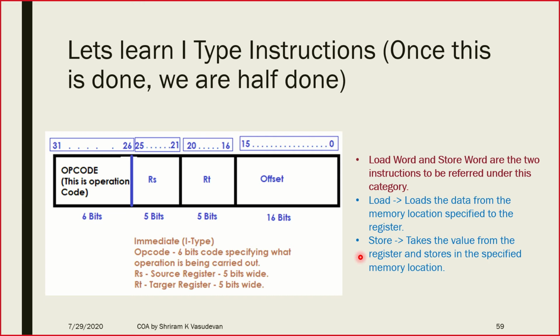Sir, what are all the instructions that come under I-type operations? Very simple. For I-type instructions, we can cite two immediate instructions, which are load and store. Remember, load and store. What is load? As I told you already, load loads the data from a memory location into a register. Whenever you fill the content into a register, we call it loading. Whenever we store the content into a memory location, we call it storing.